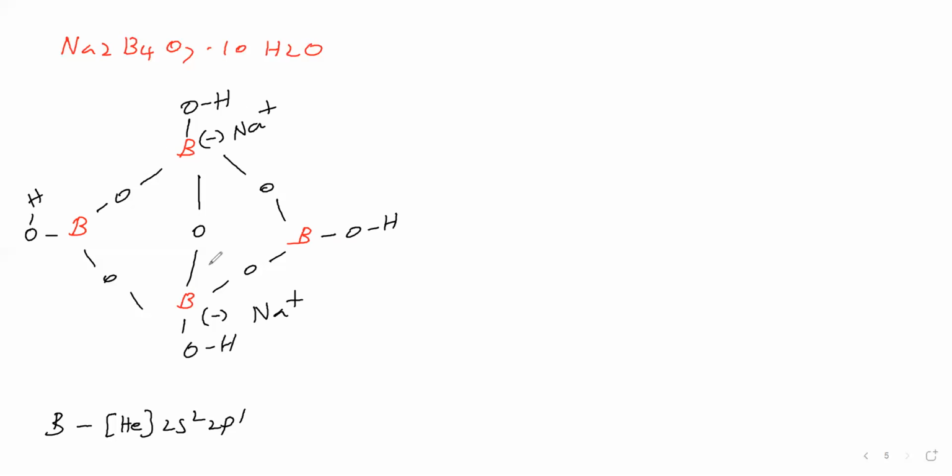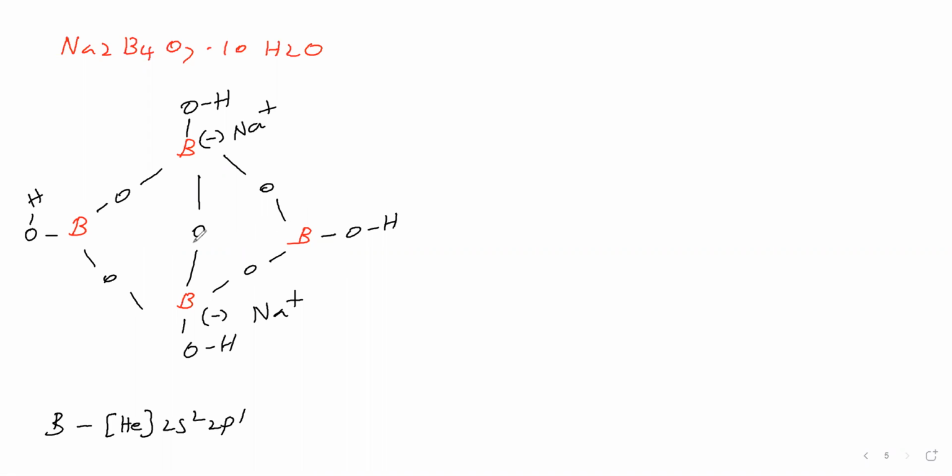Now see, how many oxygen bridges does this boron have? 3 oxygen bridges. For this boron, 3 oxygen bridges. For this boron, 2 oxygen bridges, not 3. This boron is having 3 sigma bonds, so its valence shell has 6 electrons. Therefore, it does not have any minus charge. This boron also does not have any minus charge.